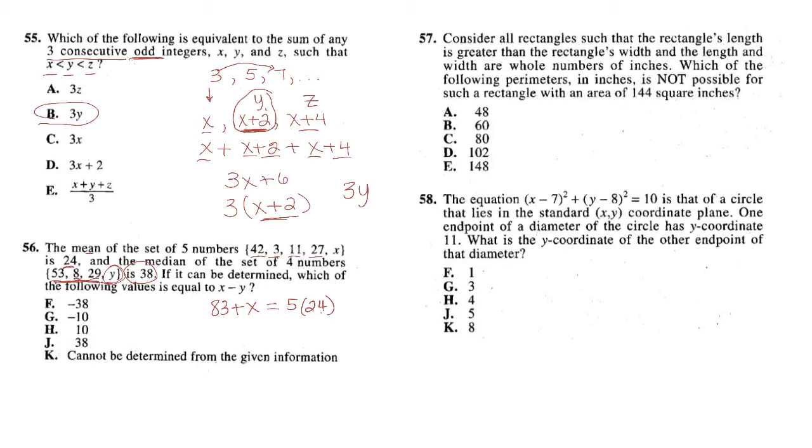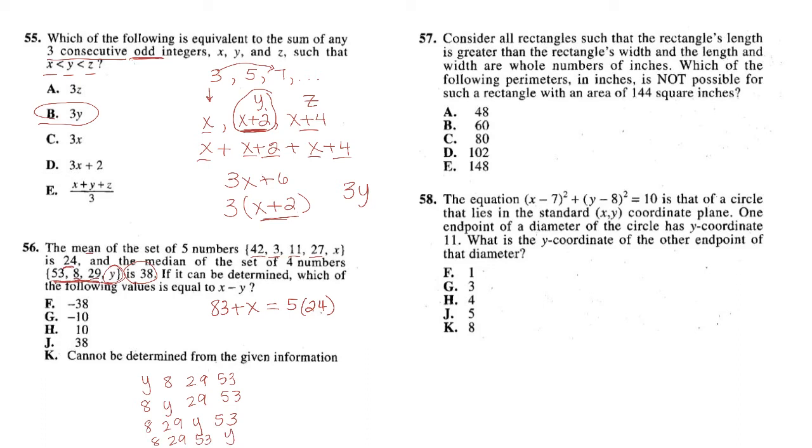So one arrangement could be y, then it can be 8, then 29, then 53. Or we can have 8, y, 29, and 53. Then we could have 8, 29, y, and 53. Or our last possibility, 8, 29, 53, and then y.